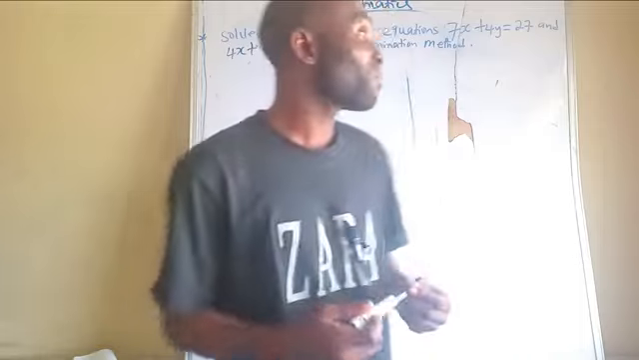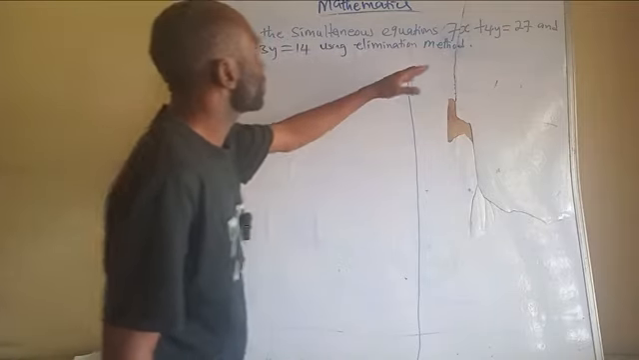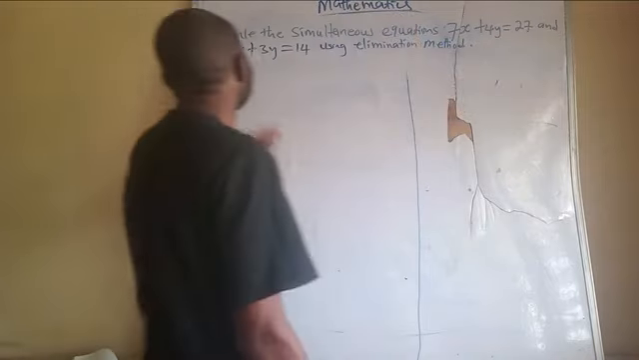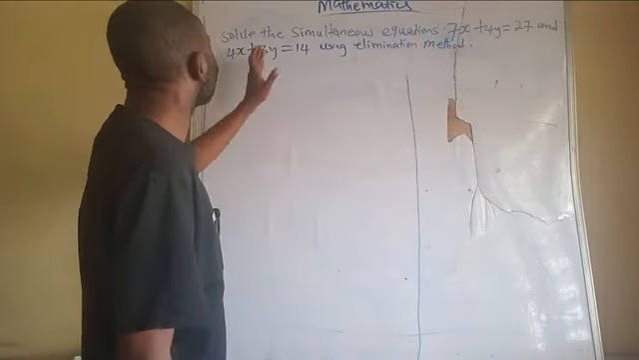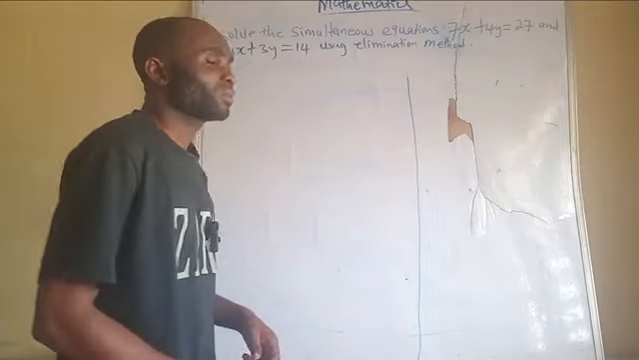So guys, we have a question to handle here. Solve the simultaneous equations 7x plus 4y is equal to 27 and 4x plus 3y is equal to 14 using the elimination method.